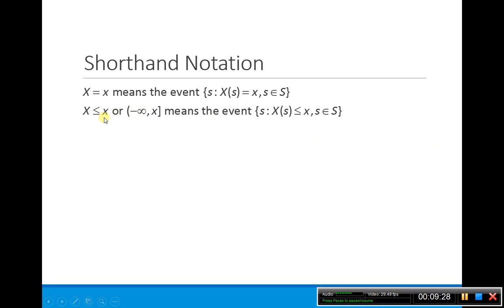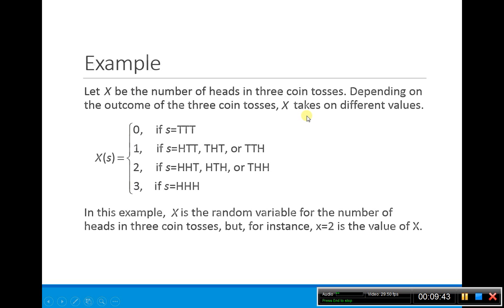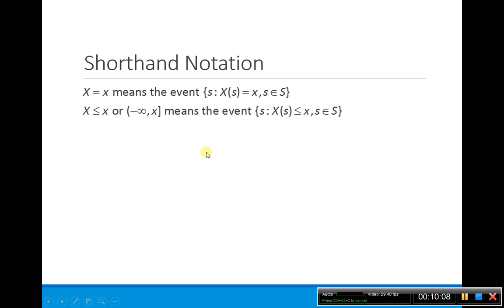So capital X less than or equal to little x means the event, or the events, so that our realization on our number line is less than or equal to some number. So going back, if we have capital X less than or equal to 1, then what are our events? These 4 things are our events. These are the events that can happen so that our capital X is less than or equal to 1, because here it's a 1 or a 0.